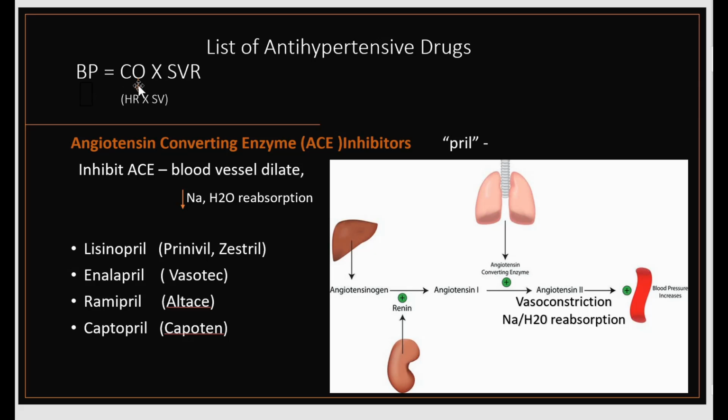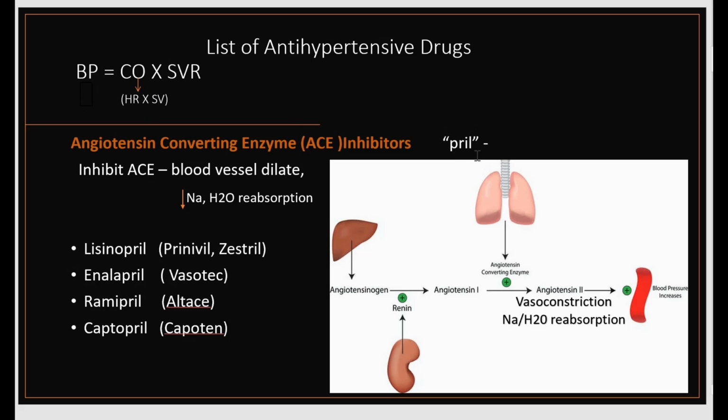Now the blood pressure is equal to cardiac output times systemic vascular resistance. Cardiac output is the amount of blood pumped by the heart in 1 minute, and you get cardiac output by multiplying heart rate by stroke volume. Stroke volume is the amount of blood pumped by the heart with each beat. So when the blood vessels dilate, there is a drop in the systemic vascular resistance. And when there is decreased sodium and water reabsorption, the blood volume or plasma volume decreases. As a result, there is a drop in the systemic vascular resistance and a drop in the stroke volume. As a result, blood pressure drops.